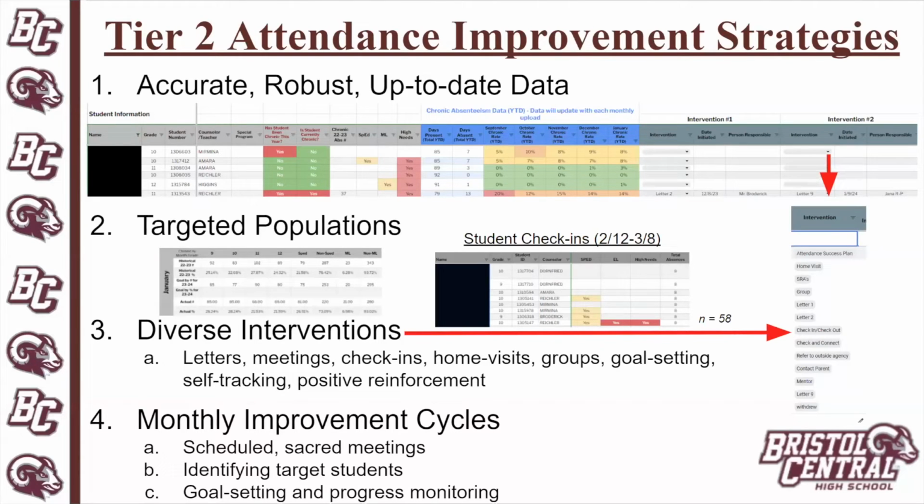we've been able to move those numbers quite a bit. But it's not really about the numbers. The numbers indicate the work we're doing, I think, and also the need that we still have. But what it allows us to do is inform families and educate parents.